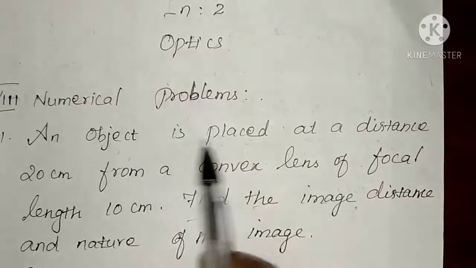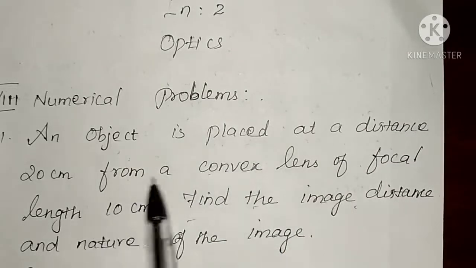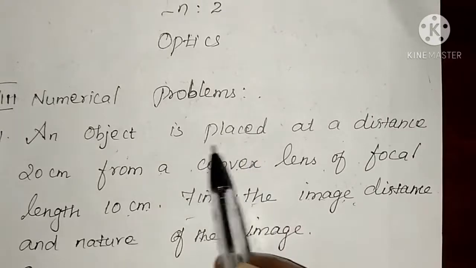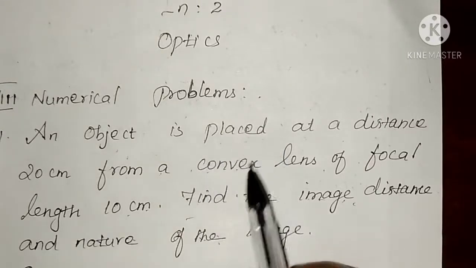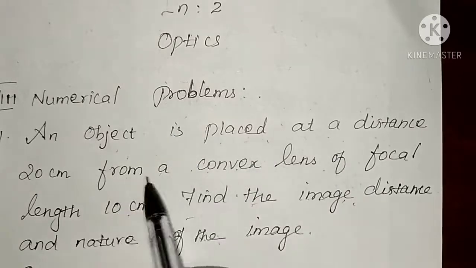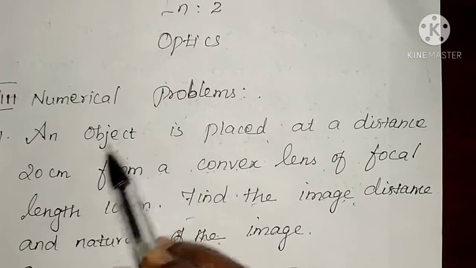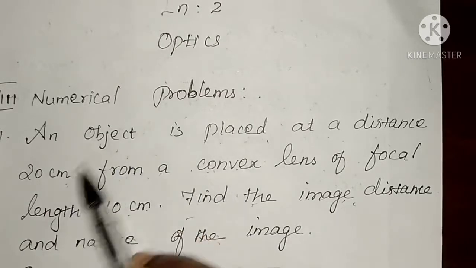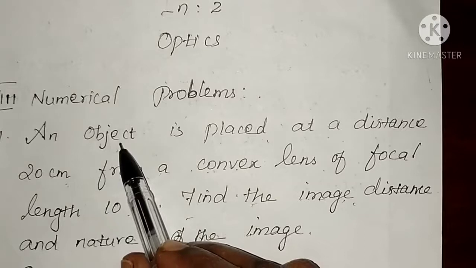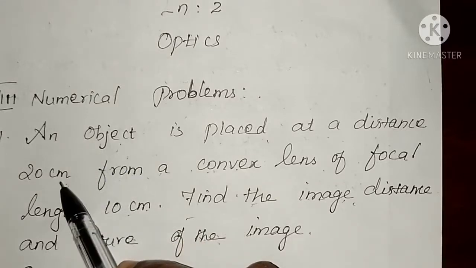An object is placed at a distance 20 cm from a convex lens of focal length 10 cm. Find the image distance and nature of the image. First, all of you listen. What is given? First you have to write. Object placed at a distance of 20 cm from a convex lens. So object distance is given, 20 cm. Always we have to keep the object on the left side. So object distance we will mention with the letter u. u is equal to minus 20, you have to write.